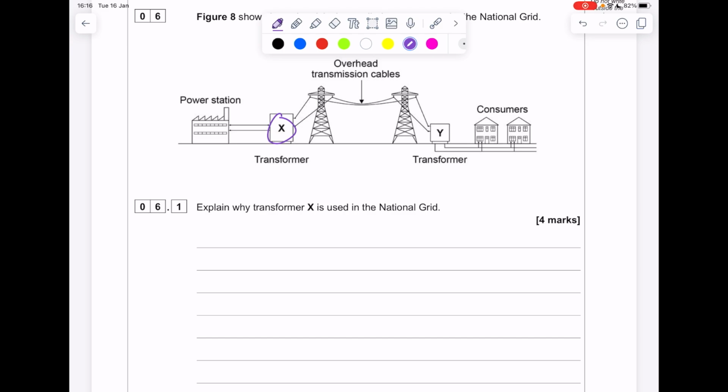Now, why would we want to do that? Because by increasing the voltage or potential difference, we reduce the current, which means we have less of a heating effect. So there's reduced transfer of thermal energy to the surroundings, meaning less energy is wasted, and there's a greater efficiency of power transmission.